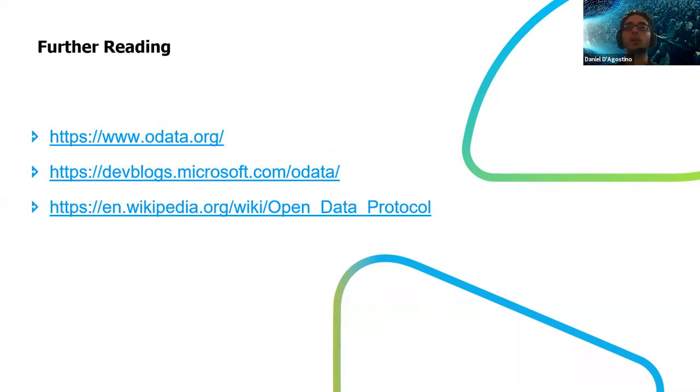Great, so if you want to learn more about OData, you can check out the official OData homepage, which has some good tutorials and also service endpoints you can play with. If you're using one of the Microsoft implementations, please check out also the Microsoft OData blog. It's especially good for ASP.NET Core implementations. And if you want to know a bit more about the history, check out the Wikipedia page.